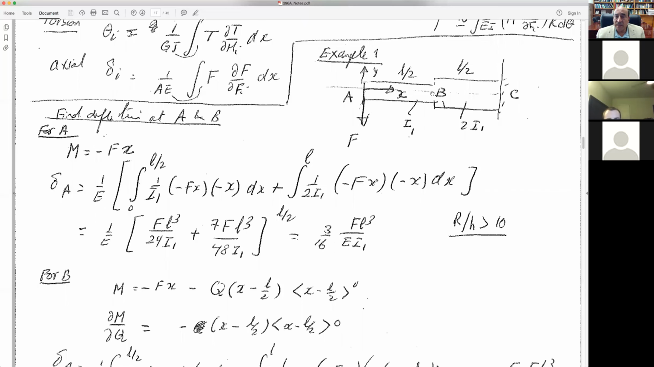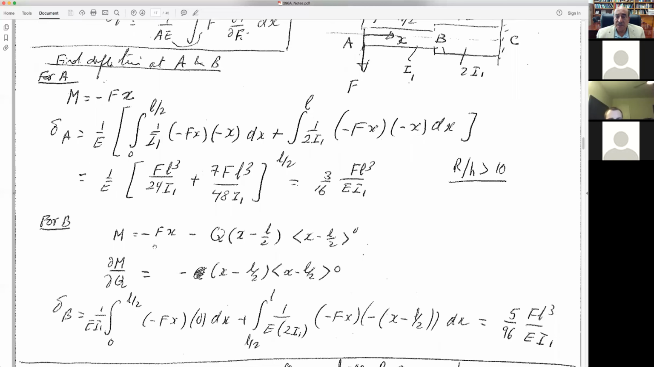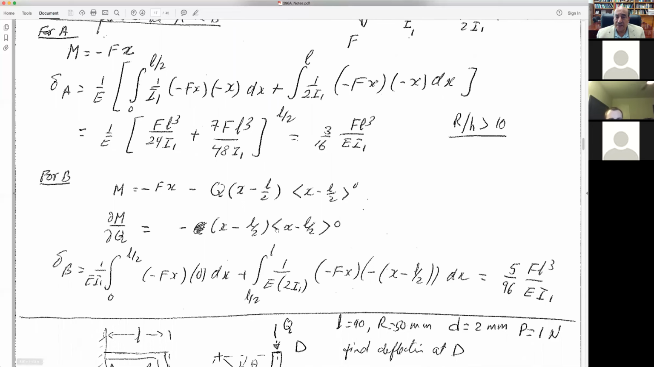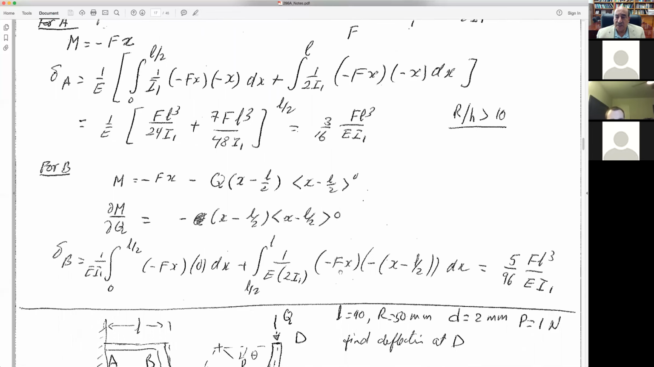For point B that doesn't have a force, we assume that there's a kind of ghost force, Q, a redundant force, and then we find the moment in terms of the force Q, take its derivative, and then do the integration. In this case, the moment has two components: minus Fx, and then Q located at x minus L over 2, so it has to have a step function. When we take the derivative with respect to Q, the first term is 0. The second term becomes x minus L over 2 times the step function, which means that it is not activated before this point; it is activated beyond B. Therefore the first part is 0 because there's no activation of this function, and the second part gives me the deflection.